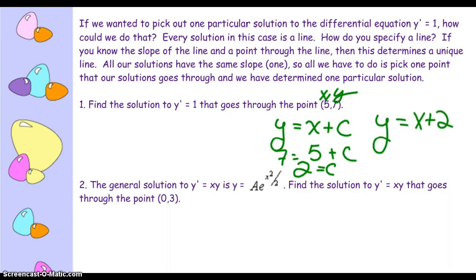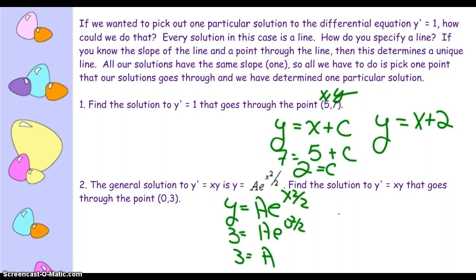Now that's done. And then the general solution, y prime equals x times y, is y equals a e to the x squared over 2. So you're going to go through the same process. Y equals a e to the x squared over 2. You're going to plug in your point of 3 and 0. So e to the 0 is going to be 1, and I'm left with a. So y equals 3 e to the x squared over 2.